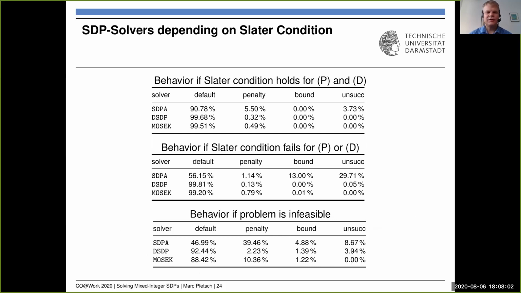Okay, so the conclusion of this is that theory says that often the Slater condition is satisfied in the nodes, but not always. And in practice, this is true, and you can see the effect on the interior point solvers. So usually they work fine, but then from time to time, they fail to correctly decide whether a problem is feasible or infeasible. And then we have to apply this penalty formulation or the bound formulation to recover most cases at least.